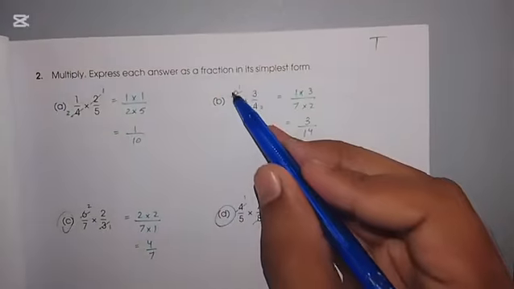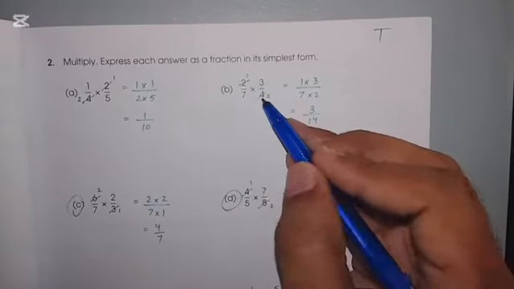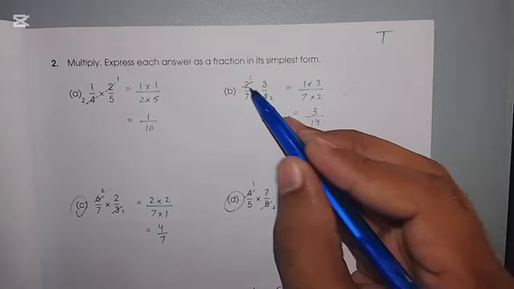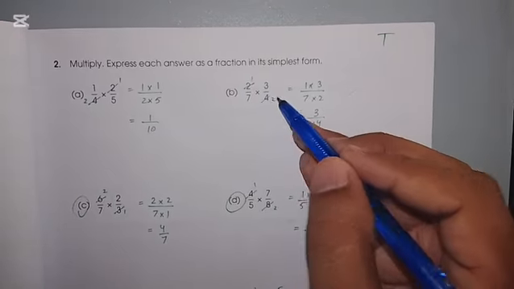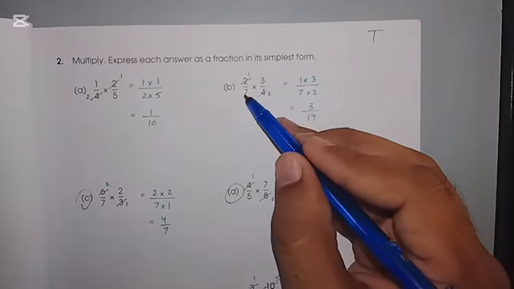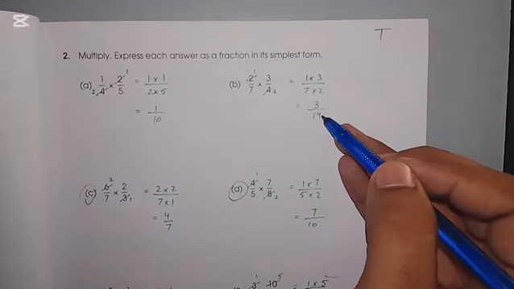Part number B, 2 over 7 multiply 3 over 4. Both of them, 2 and 4, go on the same table of 2. 2 1s are 2, 2 2s are 4. These cancel and we get 1 and 2. So multiply the numerator with numerator, 1 multiply 3, and denominator with denominator, 7 multiply 2. 1 3s are 3 and 7 2s are 14.